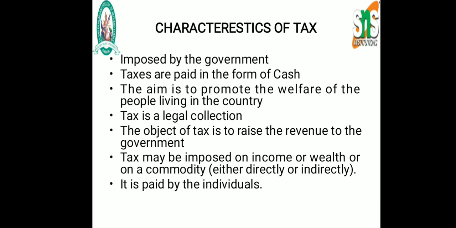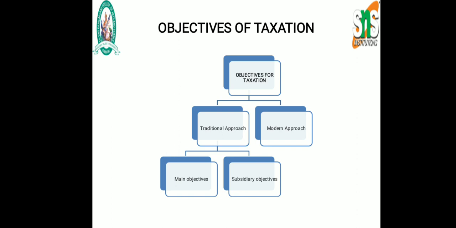Next, we go to the characteristics of tax. First, tax is imposed by the government. Taxes are paid in the form of cash. The aim is to promote the welfare of the people living in the country. Tax is a legal collection. The object of tax is to raise revenue for the government. Tax may be imposed on income or wealth or on a commodity. It is paid by individuals also.